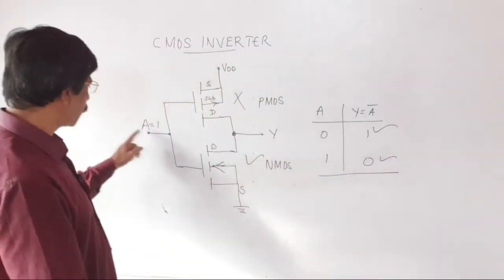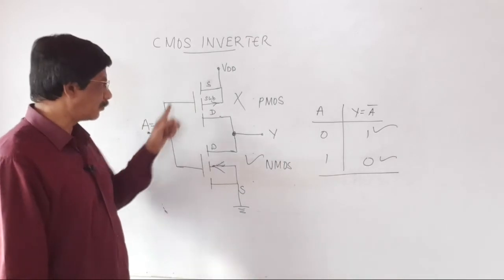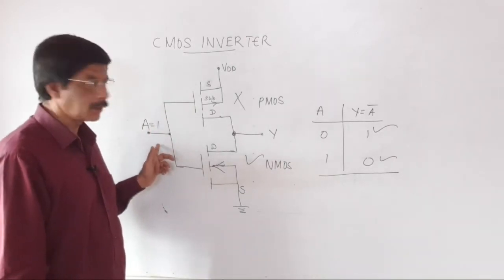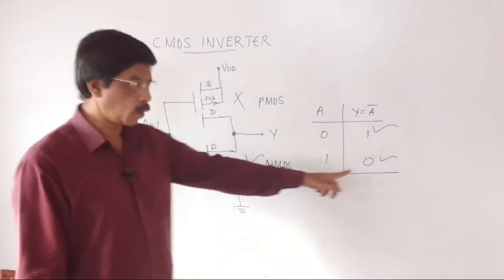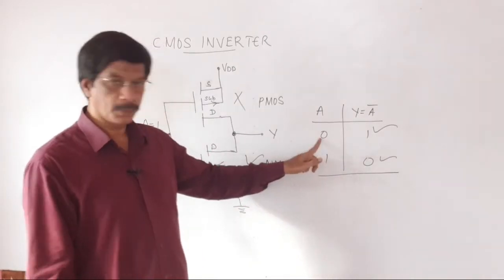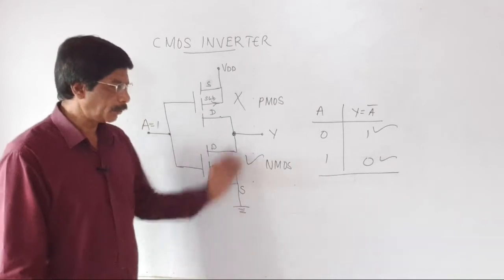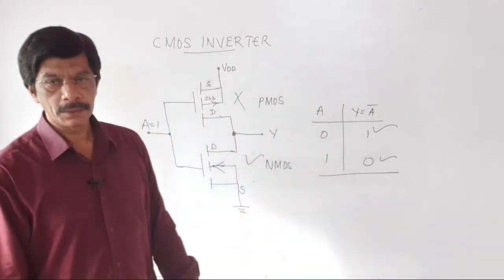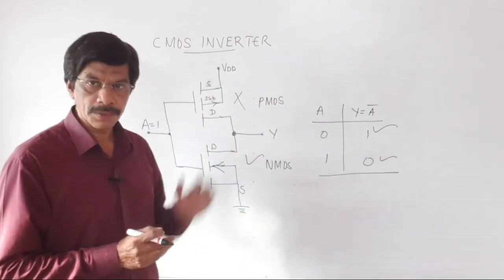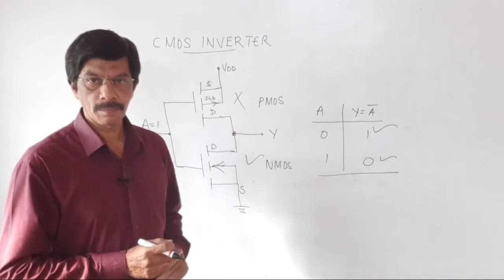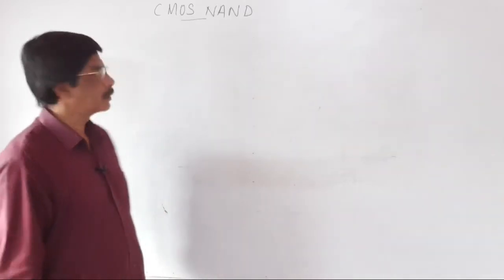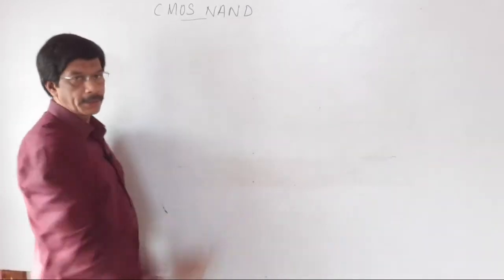When a high input is given to the input of this inverter gate, you get a low output. When a low input is given to the inverter gate, you get a high output. This is the operation of the CMOS inverter. Another CMOS circuit is the CMOS NAND circuit.